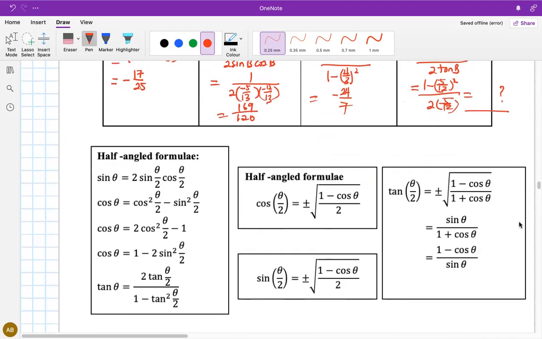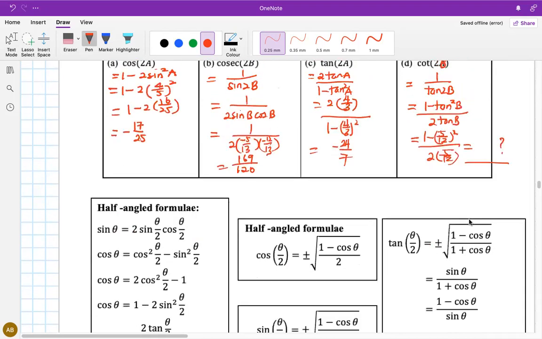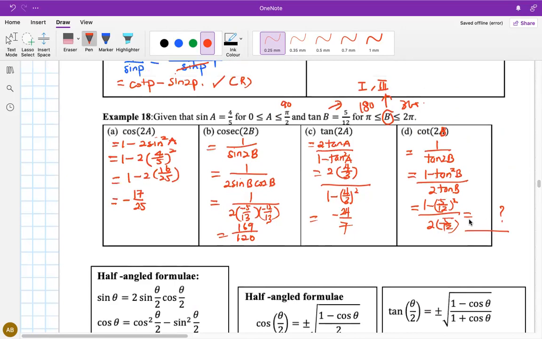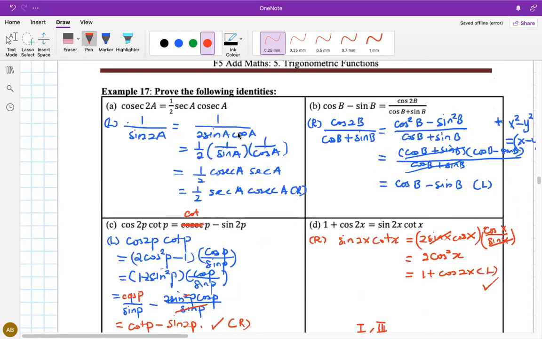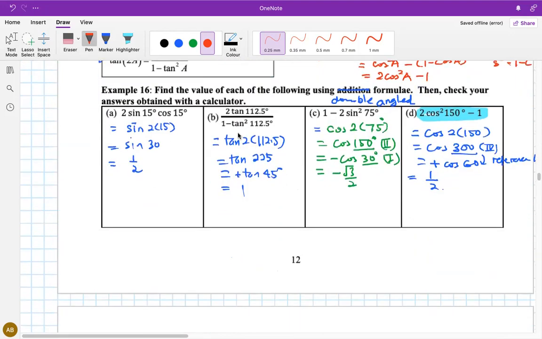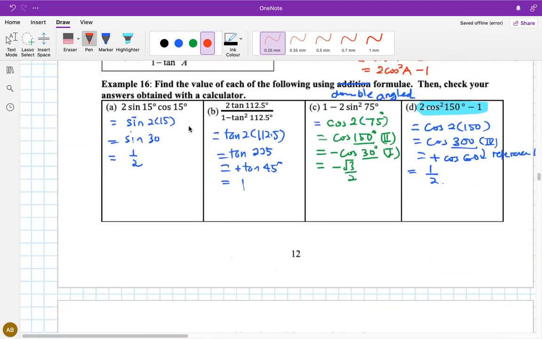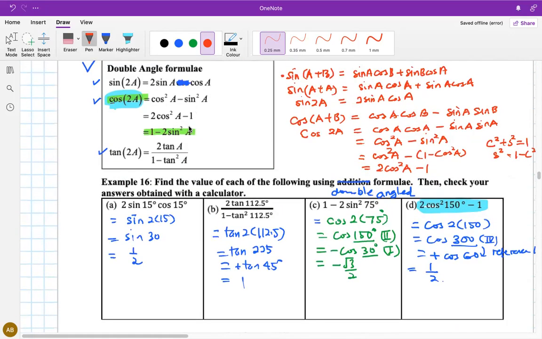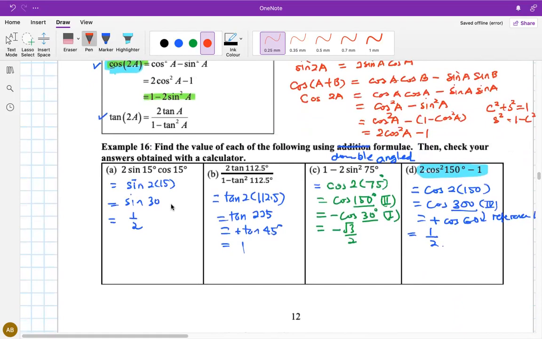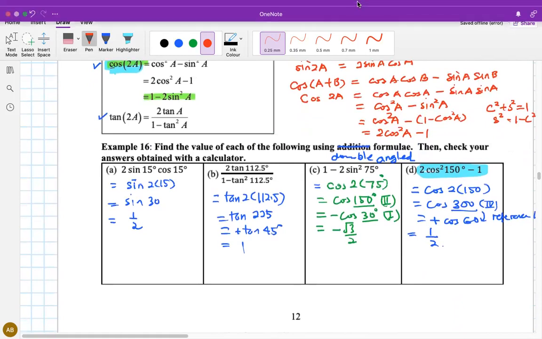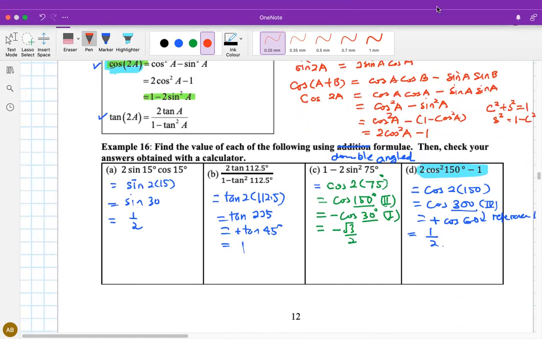So this video is about double angle: how to prove, how to solve if given the ratio, and also how to solve questions that involve the double angle. Then you can find the value of special angles using double angle. Okay, so this is the video for double angle.